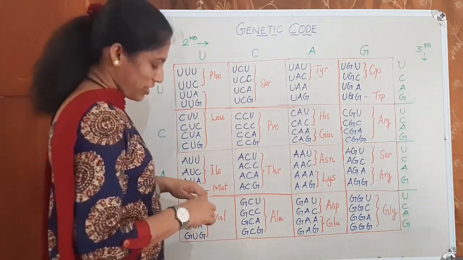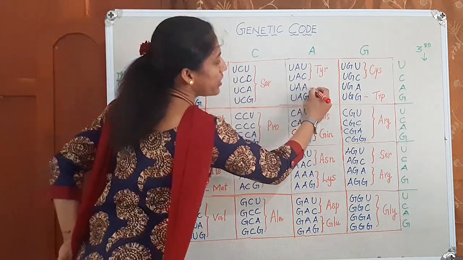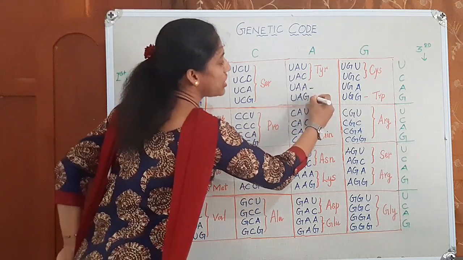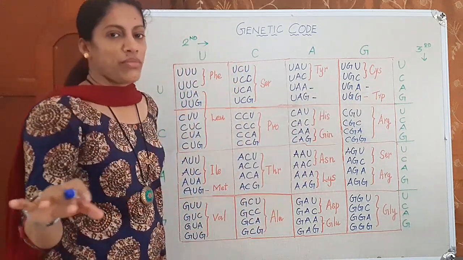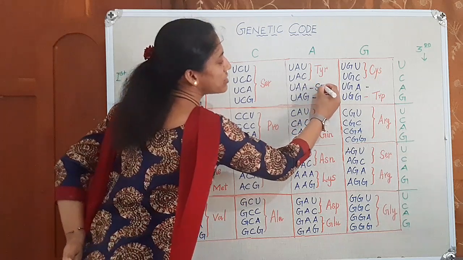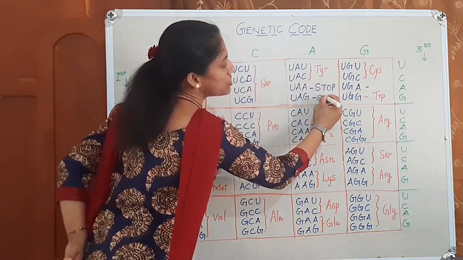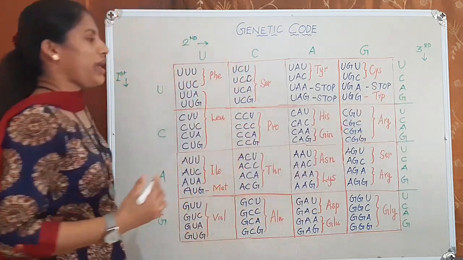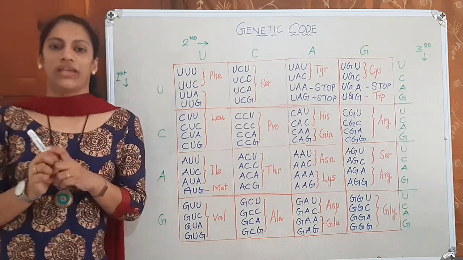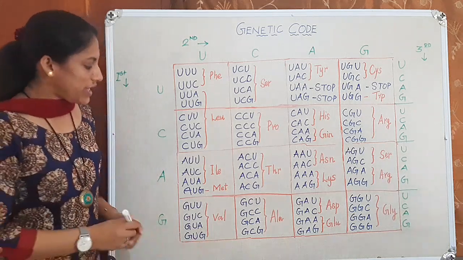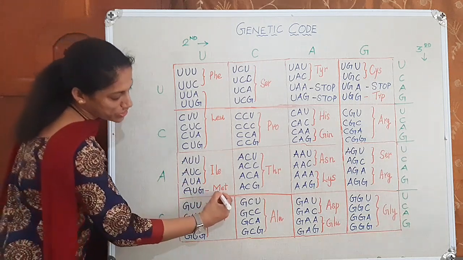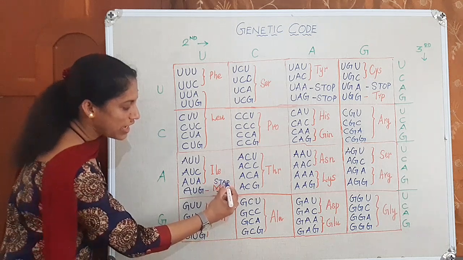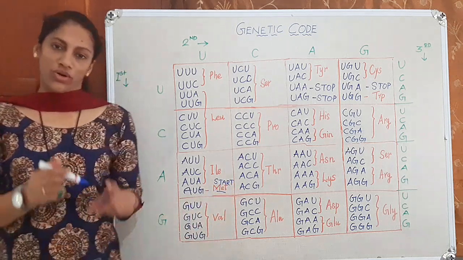Then keep this in mind. UAA, UAG and UGA, these 3 will not code for any amino acid, so they are known as stop codons. Then AUG is coding for methionine, and it is the start codon. AUG is the start codon.